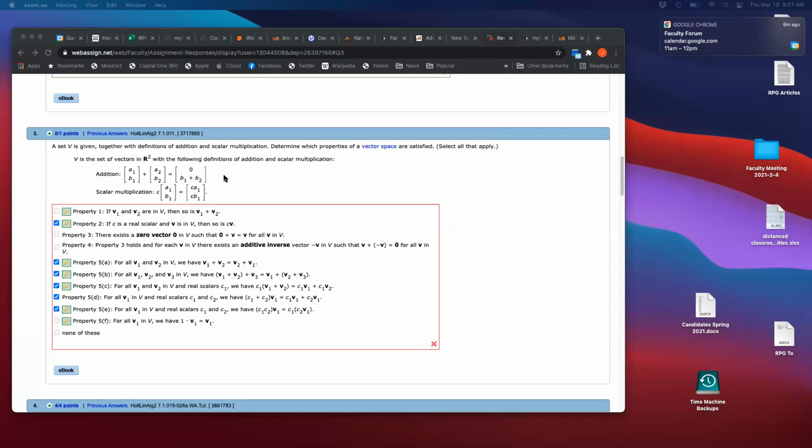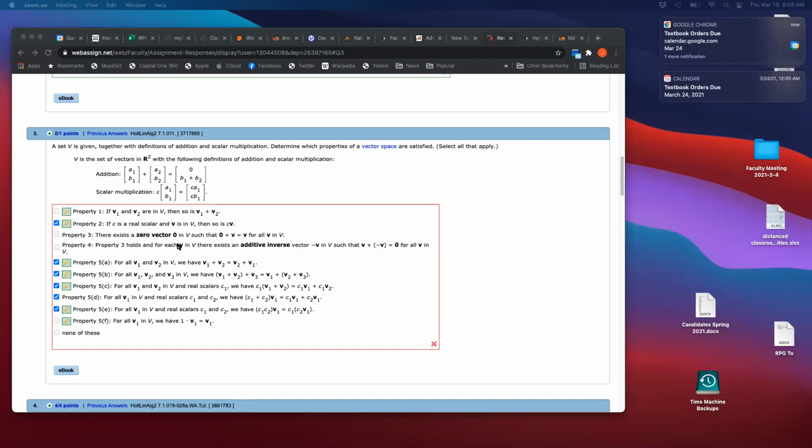So this is the vector space, and the question is which properties are satisfied and which are not. So you can see according to the answer key which ones are satisfied. Here we have a weird addition. This one right here is the addition a1, b1 plus a2, b2. It gives a 0 up here, and then the second addition is as normal, and scalar multiplication looks the way it ought to.